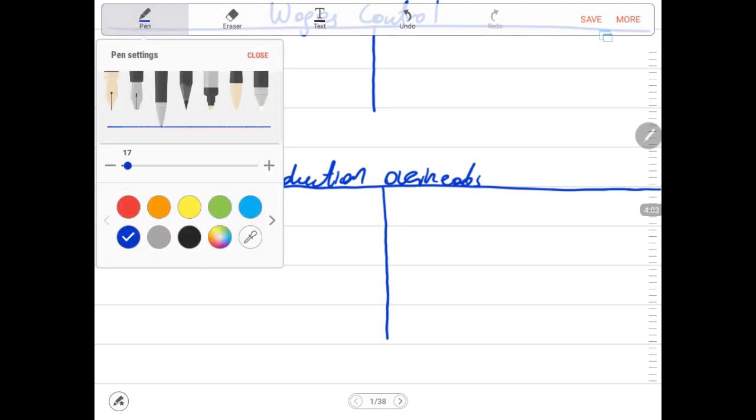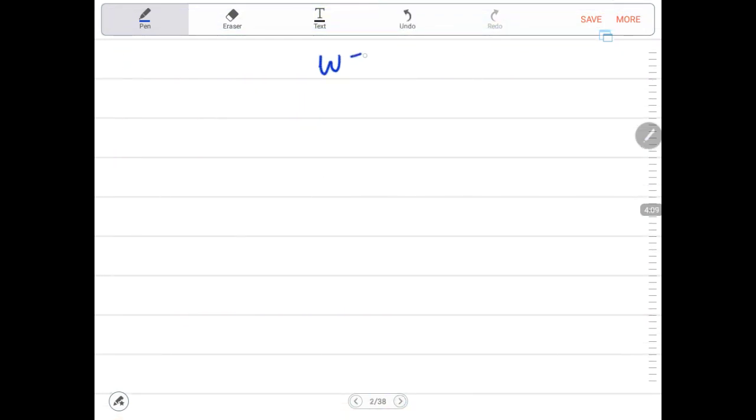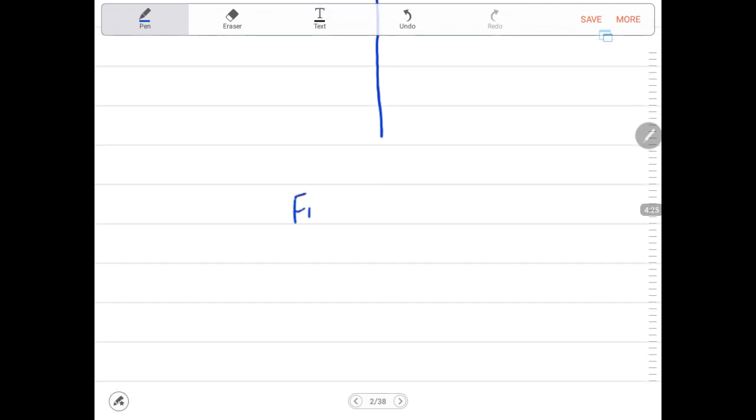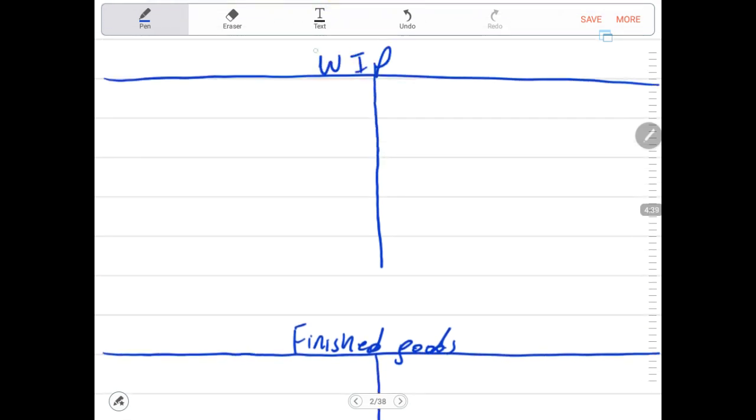Then the next ledger account is the work that is still in progress. We have work in progress, and remember, this abbreviation is fully acceptable; you can use it at any time where necessary. Goods that are no longer in the process become finished goods, meaning the amount to be recorded in the finished goods will come from the work in progress.